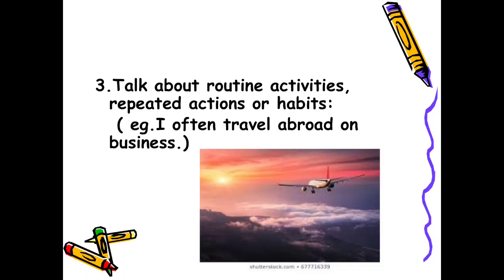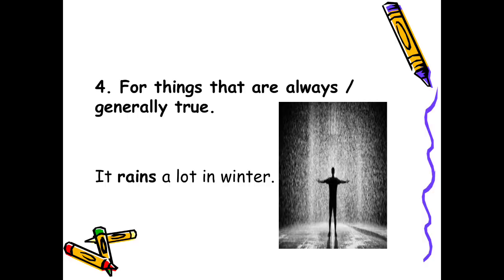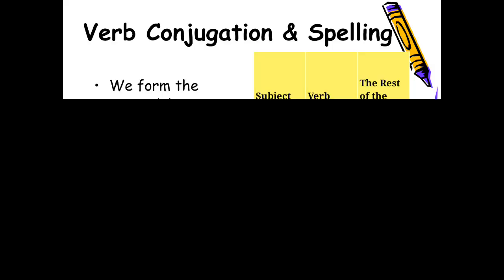Next, when you're talking about routine activities which may be regular or which are often practiced again and again, repeated actions or habits. Example, I often travel abroad on business. And for things that are always generally true, the sun rises in the east. Find it out. And it rains a lot in winter. All these are general truths which happen all the time. So these are the different situations where you're going to use the simple present tense.